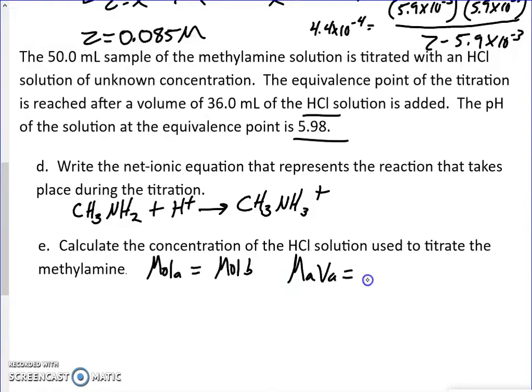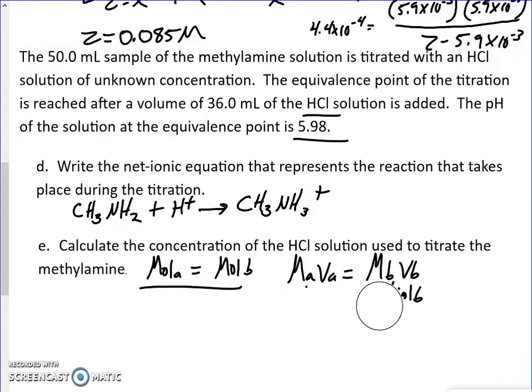MAVA equals MBVB. Molarity of the acid times the volume of the acid is going to give us the moles of the acid. Molarity of the base times the volume of the base is going to give us the moles of the base. And they just happen to be equal to each other at the equivalence point.